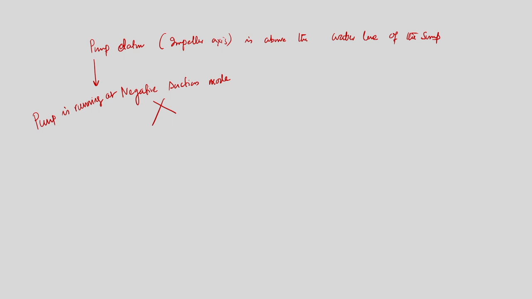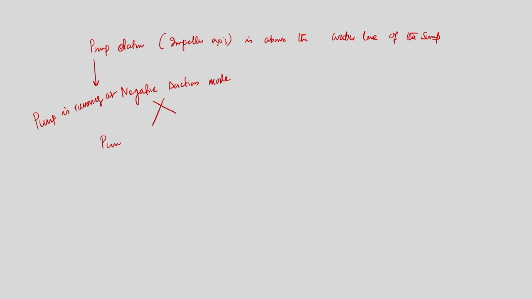If it is not possible at all, and the pump axis definitely has to be installed above the water level of the sump, then of course we have to go for this kind of operation mode, that is negative suction mode. Otherwise it is not desirable at all for the pumping system design.